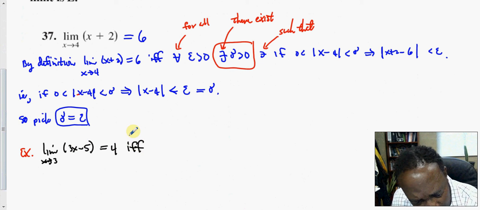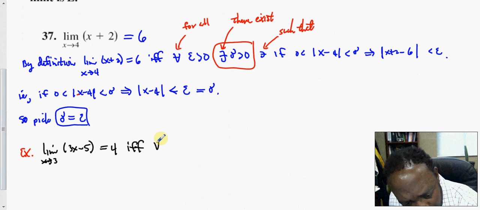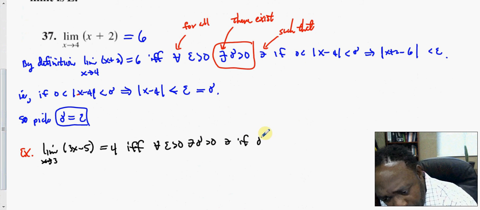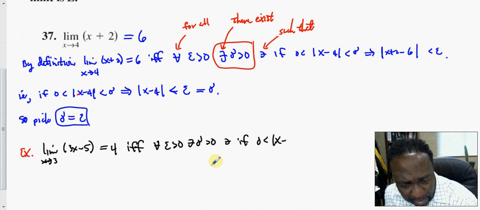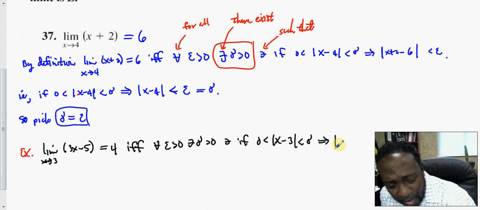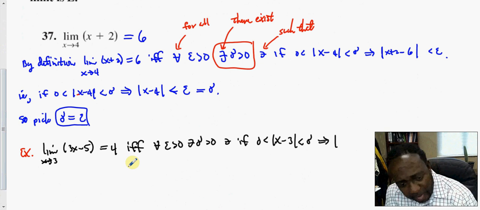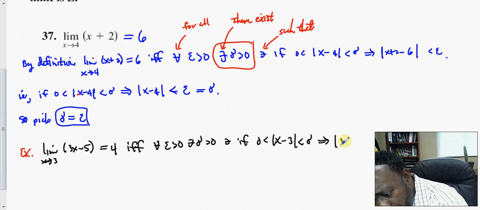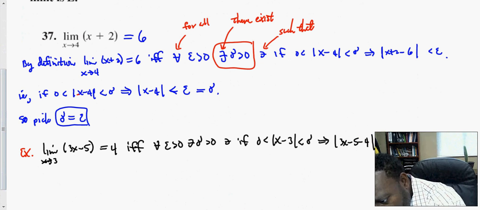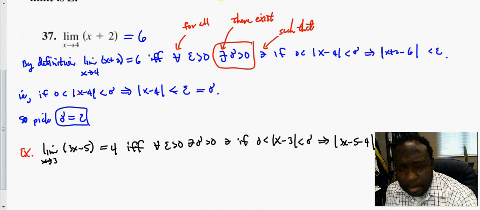We say by definition this is if and only if for all epsilon positive, there exists a delta positive such that if 0 is less than the absolute value of x minus c, here c is 3, less than delta, does this imply that the absolute value of the function minus the limit can be contained by a number? So here we have 3x minus 5 minus 4. Is this less than some epsilon? Excuse me.